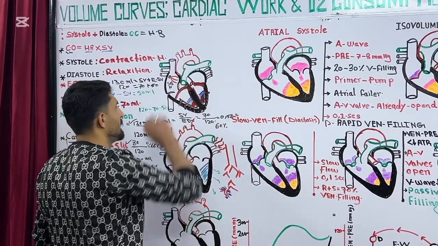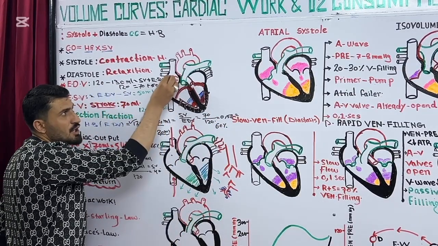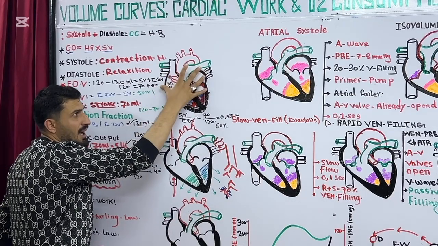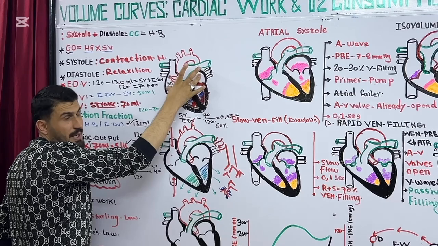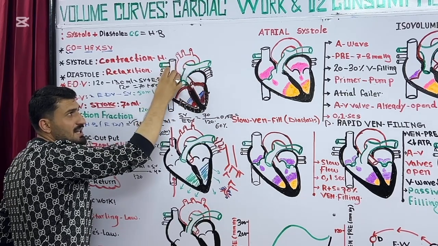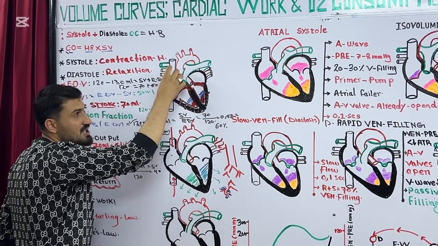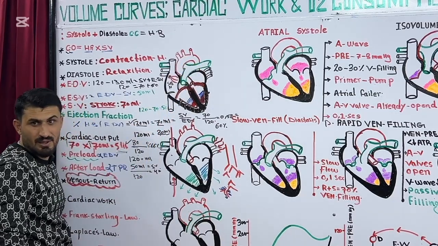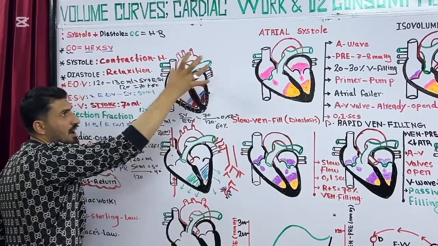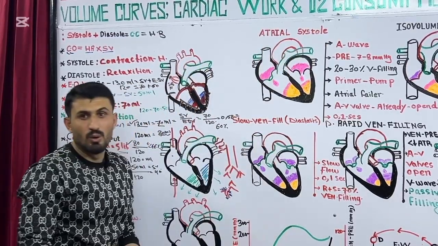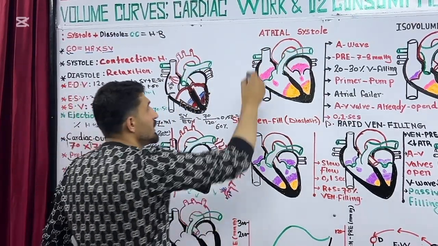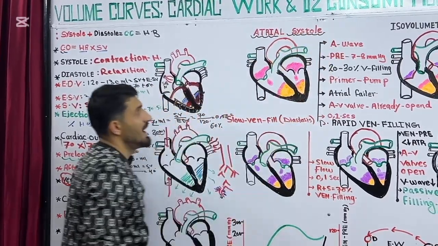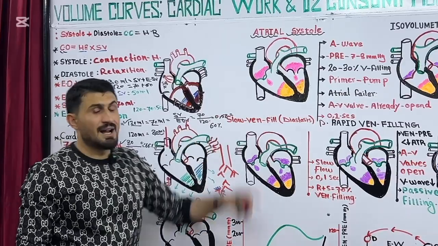Now come to the first phase. When the SA node fires, electricity enters through gap junctions to the atria, to both atria. This electricity, which is called action potential, causes these two atria to contract. Okay, so this phase is called atrial systole or atrial contraction phase. So the first phase of a heartbeat is atrial systole or atrial contraction.